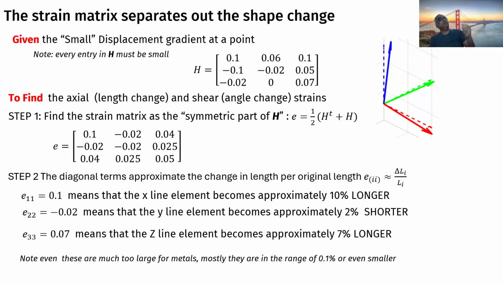Note that even these values, which are quite small, are much too large for metals. Mostly for metals, they are in the range of 0.1%, not even 1% or 10%. They are 0.1% or smaller. So that is why this kind of small displacement gradient version works very well for us, even though it's approximate.